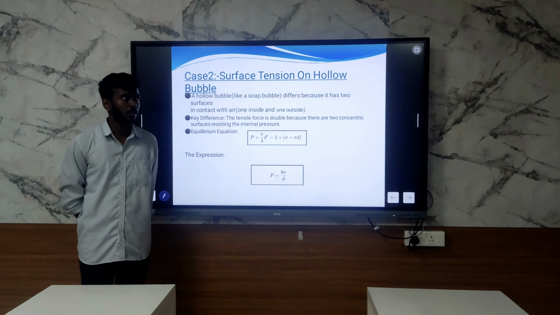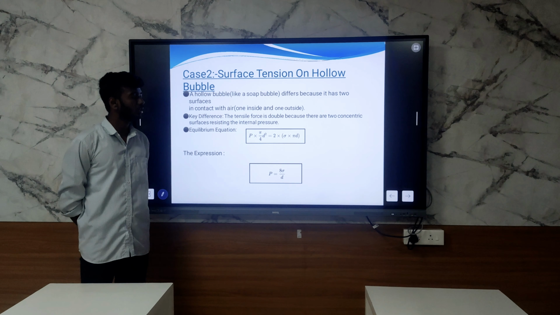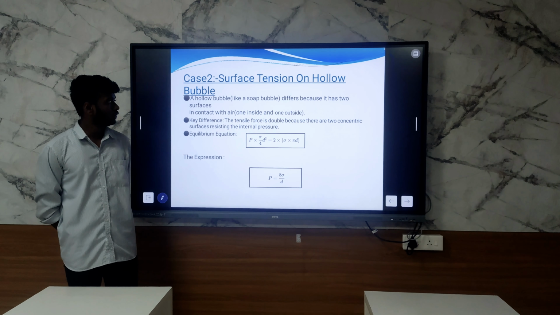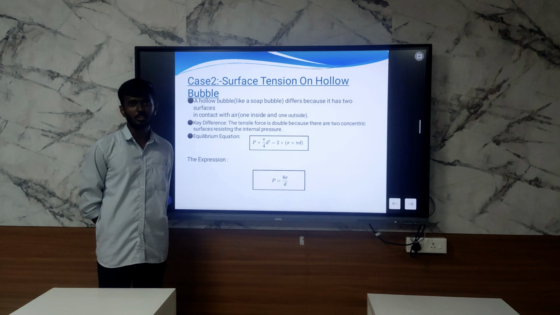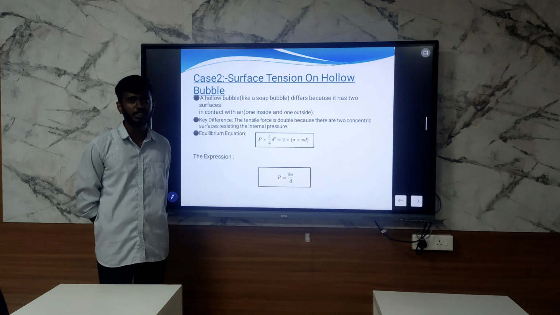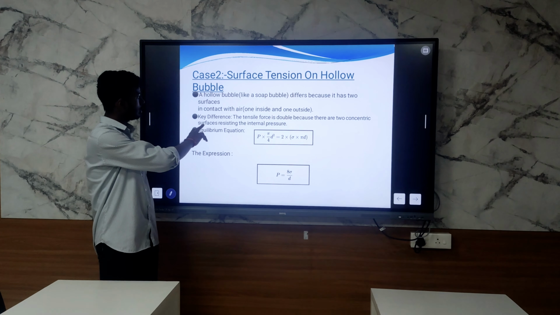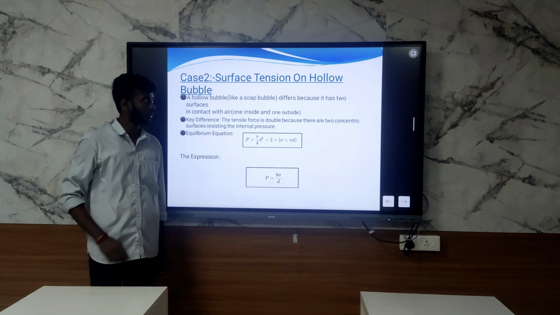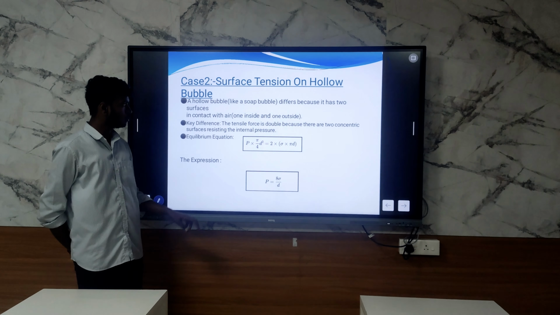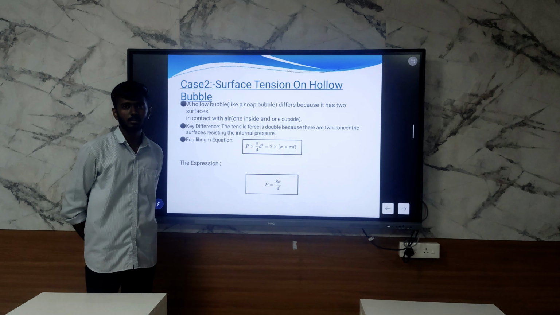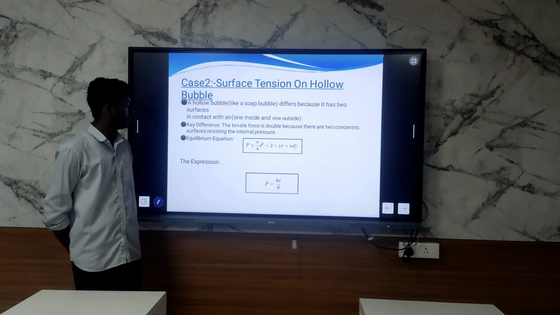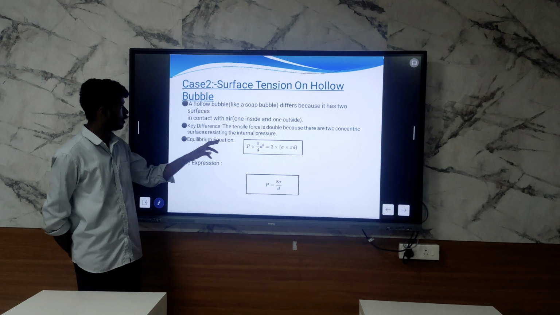Today I am explaining surface tension of a hollow bubble. The hollow bubble differs because it has two surfaces in contact with air, one outside and another inside. The key difference of the hollow bubble is that the tensile force is double, because there are two concentric surfaces which resist the internal pressure of the hollow bubble.